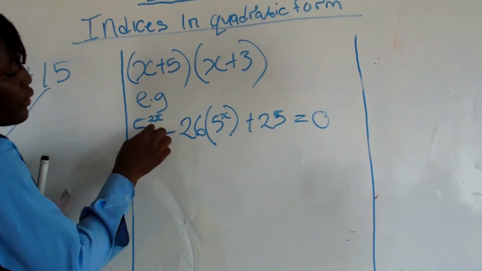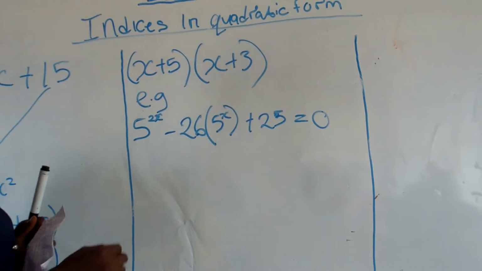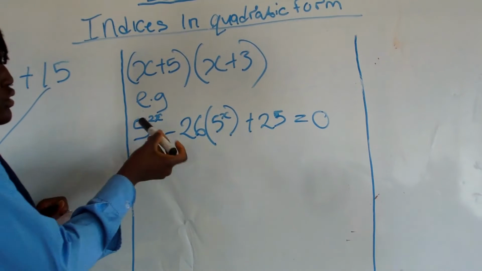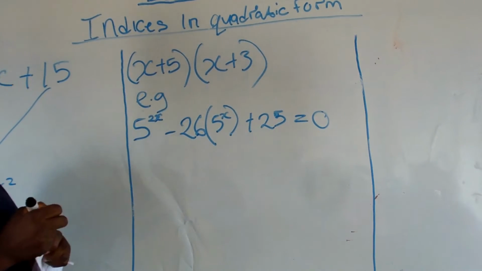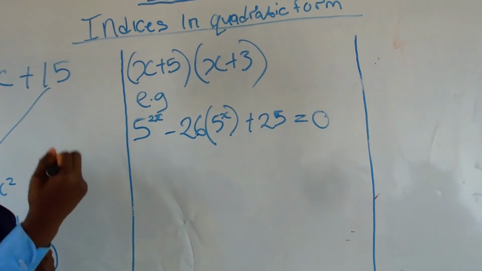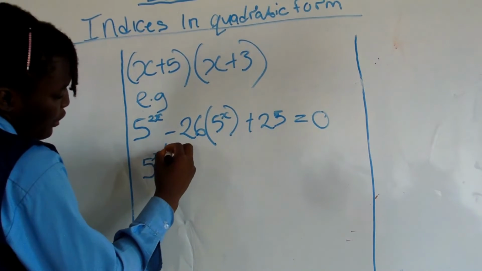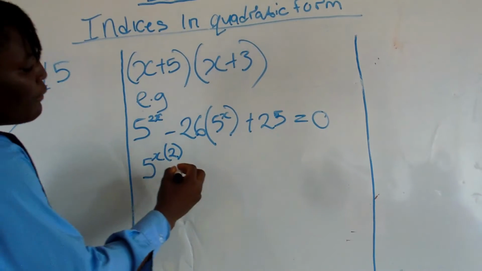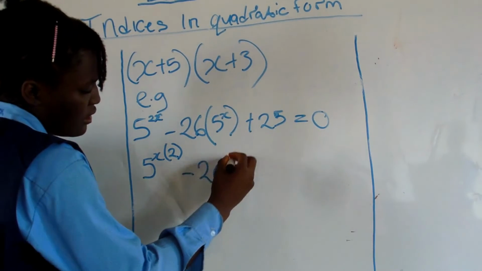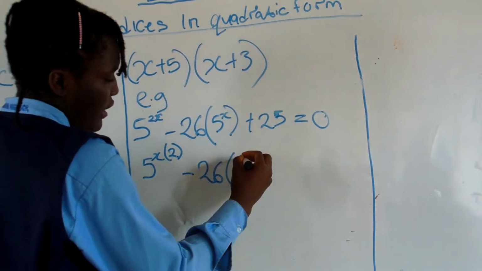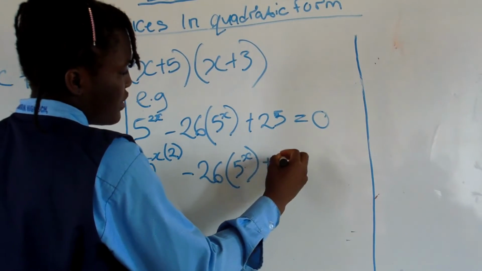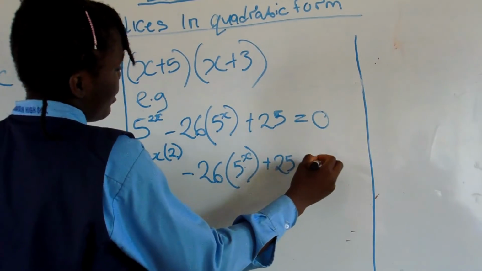Since these two, we know from the law of indices, are joined. The 2 and x are joined together because of the bracket law. So now I want to separate them. So we have 5 with x, then the 2 will now be in the brackets, minus 26. Your 5x will still be in the brackets, plus 25 equals 0.